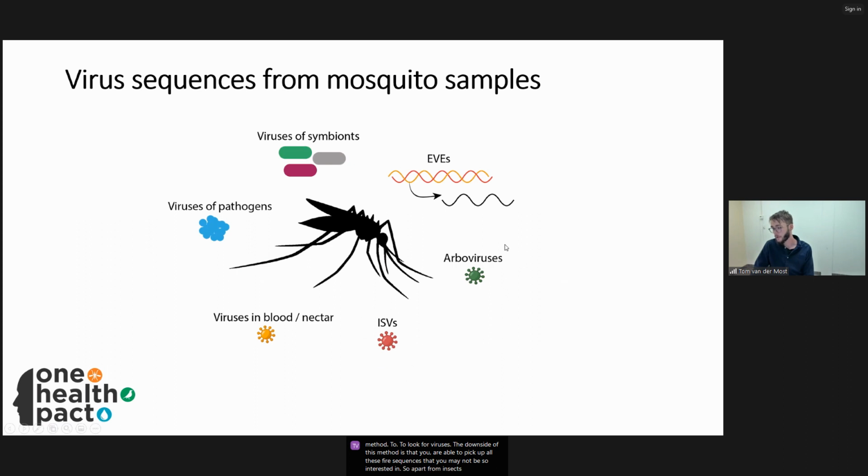So apart from insect-specific viruses and arboviruses, you can also pick up virus sequences that are infecting pathogens of the mosquito, symbionts of the mosquito, viruses that were present in blood or nectar of a recently fed mosquito, or virus sequences derived from EVEs. And EVEs is short for endogenous viral elements, and in some specific mosquito species, the genome seems to be riddled with these endogenous viral elements, which are integrations of viral parts inside the DNA, which can be transcribed and picked up by RNA-seq as well. So although you can pick up all these sequences, it becomes quite difficult to distinguish the ISVs from all of these other sequences.